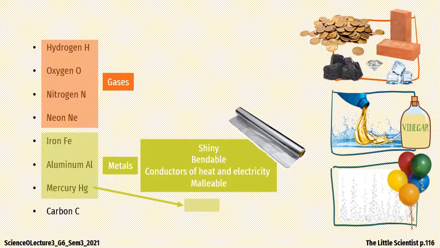Most metals are solids, but we have mercury, used in thermometers, that is liquid at room temperature. So again, most of the elements are metals, but we have hydrogen, oxygen, nitrogen, and neon, which are gases. Metals are usually solids at room temperature, but we have an exception right here, which is mercury, a metal used in thermometers, and it is liquid at room temperature.